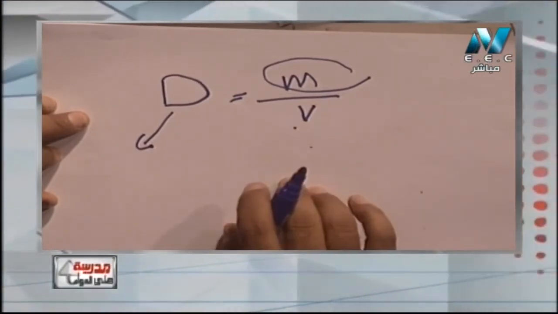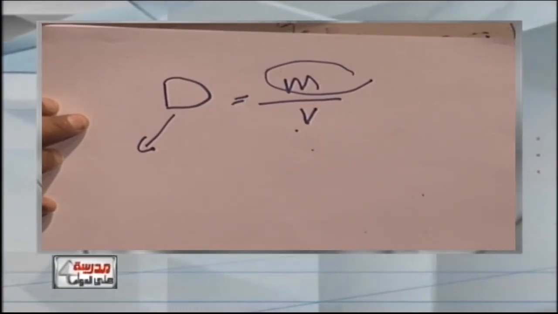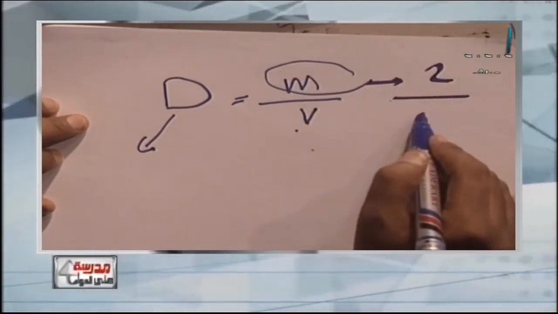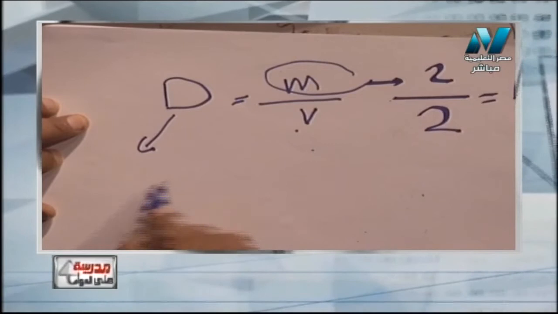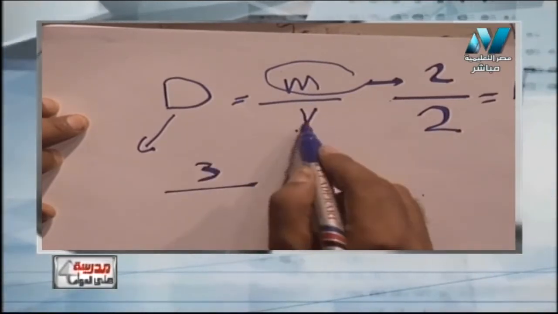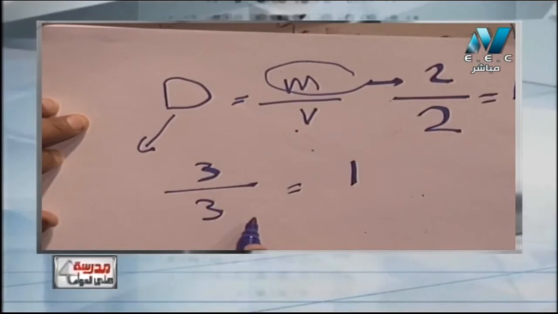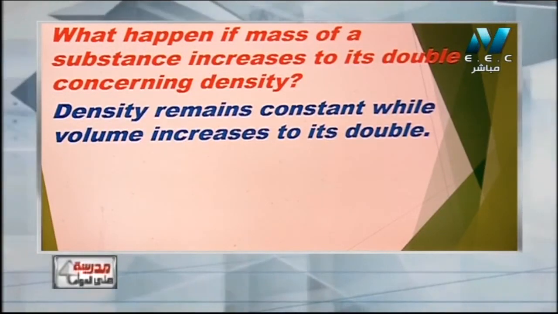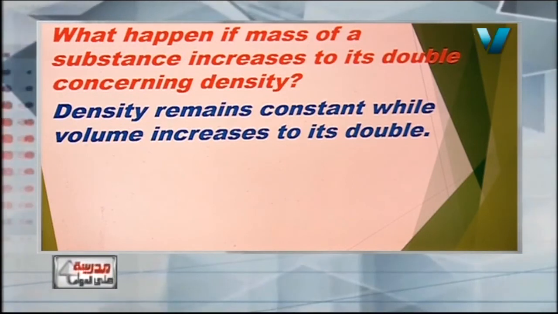For water, 1 gram per cubic centimeter. For iron, 7.8 gram for each cubic centimeter. So it doesn't change. It's constant. So what happens if mass increases to double? It means that volume increases to double. So we get the same constant. If mass increases to 3 times, volume increases to 3 times. So we get the same ratio. Now, what happens if mass of substance increases to its double concerning density? Nothing for density. Density remains constant while volume increases to its double.